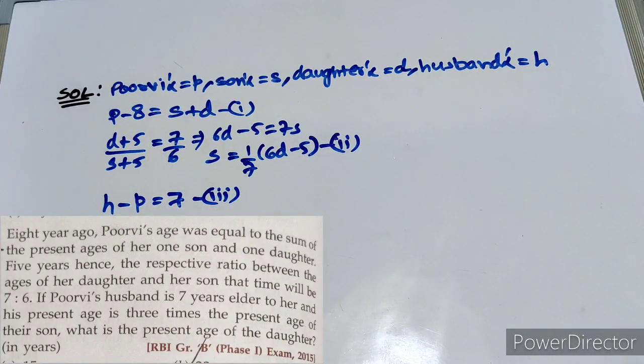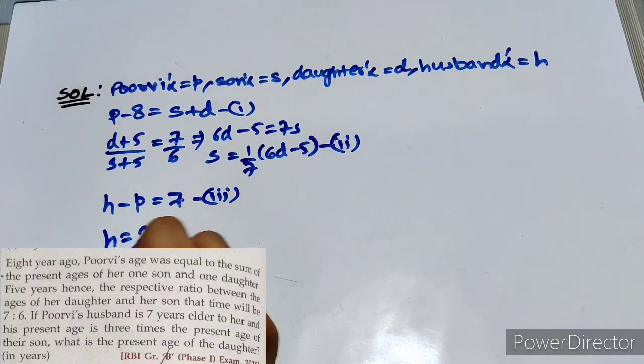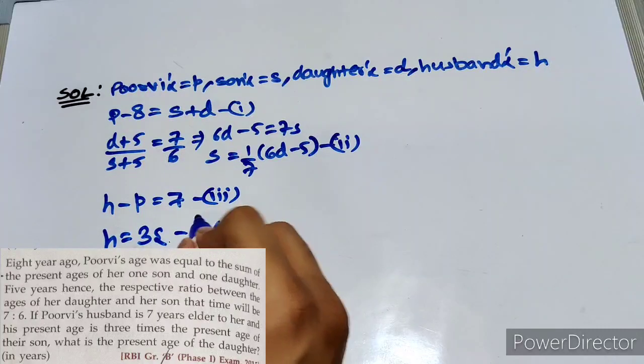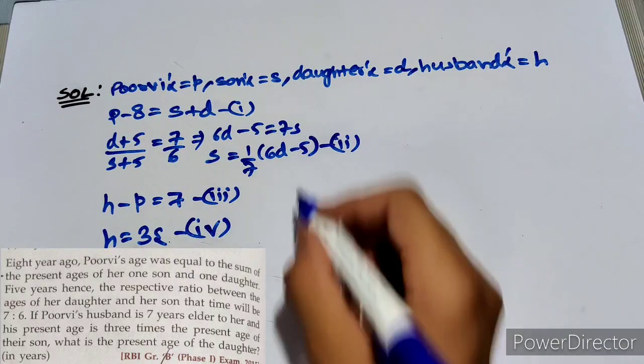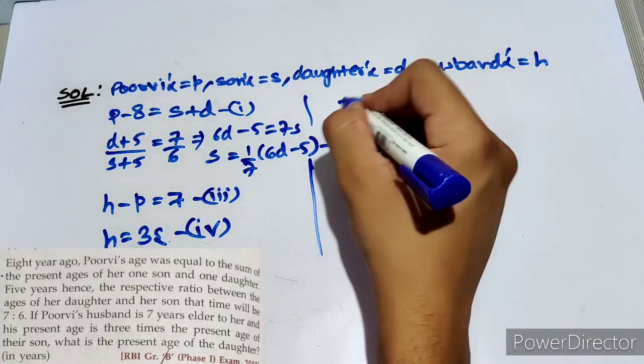And the fourth one is the present age. His present age is 3 times the present age of their son. So H is equal to 3 times S. So we have again 4 equations and 4 variables. Don't panic by seeing the huge equations and all. Just focus on the final variable which we need to find, that is D in this case. So let us start solving the equations.